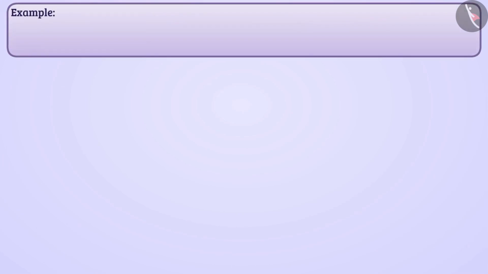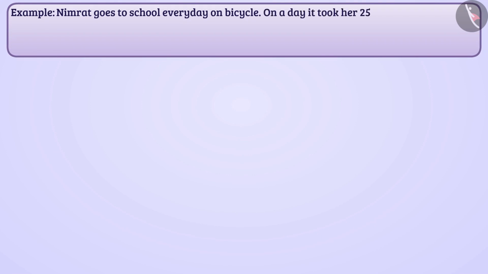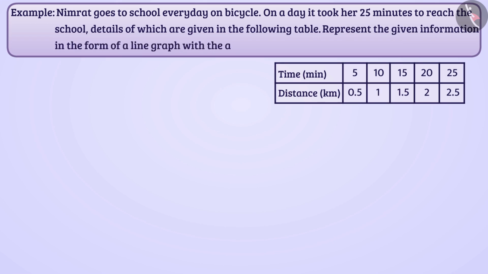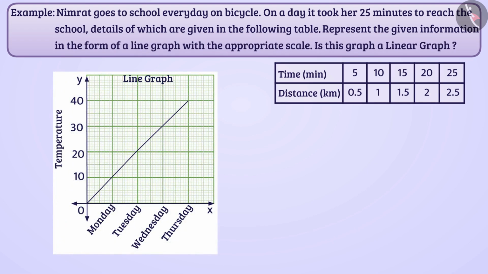Next example. Nimrat goes to school every day on a bicycle. On a day, it took her 25 minutes to reach the school, details of which are given in the following table. Represent the given information in the form of a line graph with an appropriate scale. Is this graph a linear graph? A line graph represents data that change continuously over time.